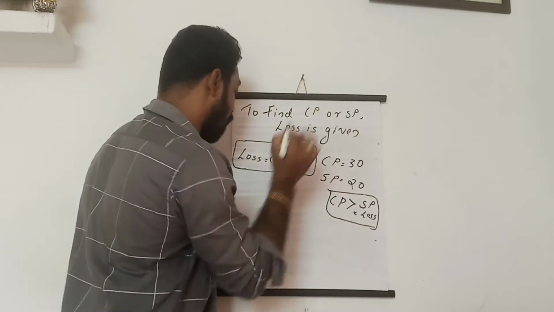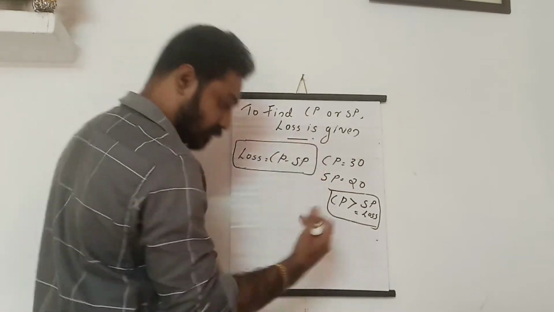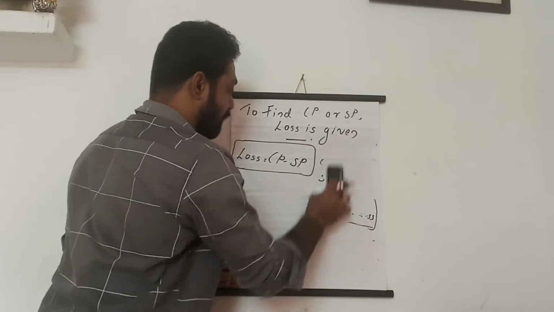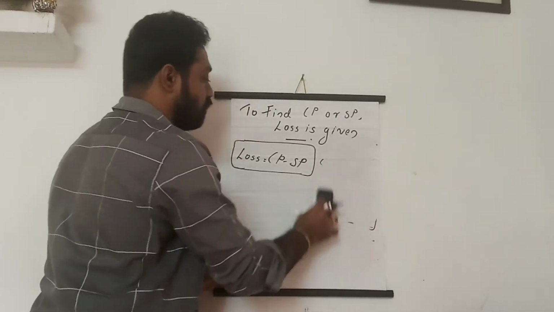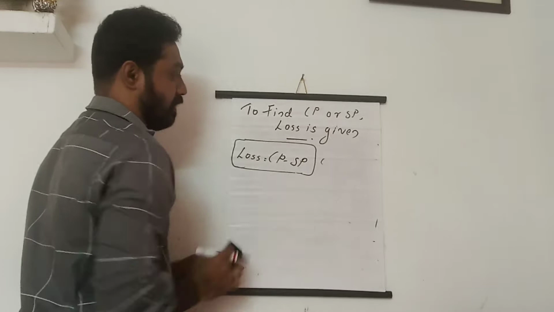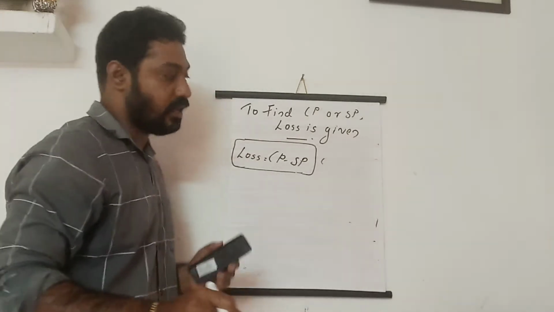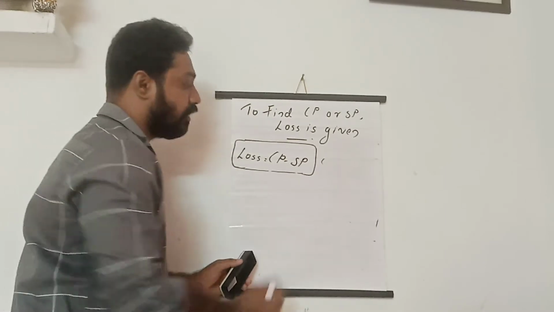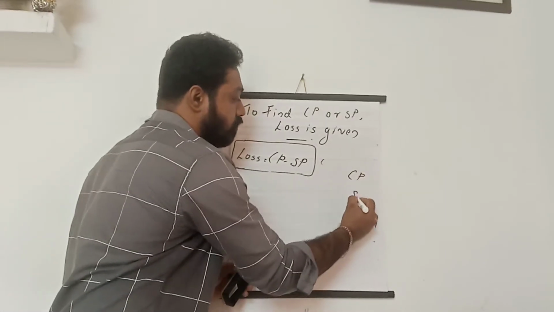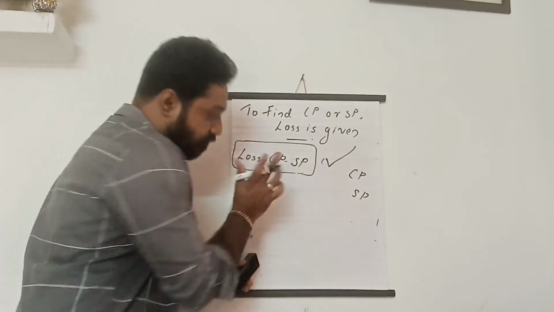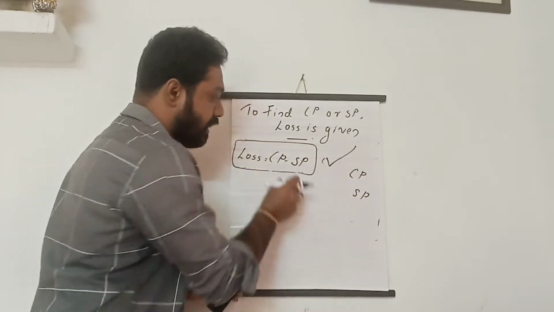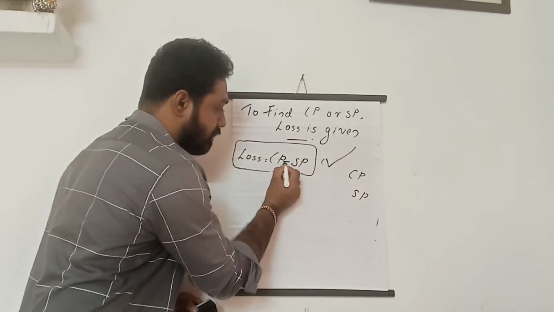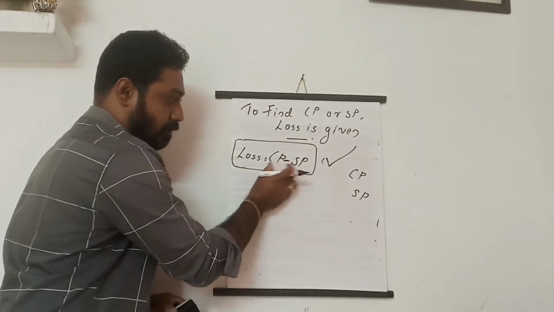If we know this equation, then we can make the remaining equations from this one. What are the remaining equations? We have to make an equation for CP and for SP. If the loss, CP, SP are given, we need to make an equation for CP and also for SP from this equation. Just look here. CP minus SP is the loss.